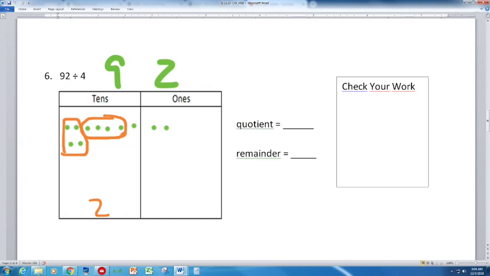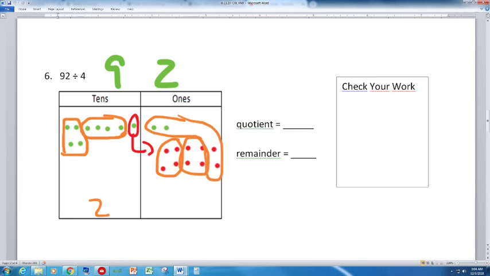So we have 2, and then we have our 1 remaining, which needs to move over to make a group of 10. Oh, excuse me, sorry about that. We have our group and we make 10 more dots. 1, 2, 3, 4, 5, 6, 7, 8, 9, 10. We do our groups of 4. So 1, 2, 3, 4, 1, 2, 3, 4, and then we have another 4 here, which gives us 2, 3, so our answer is 23 with a remainder of 0.